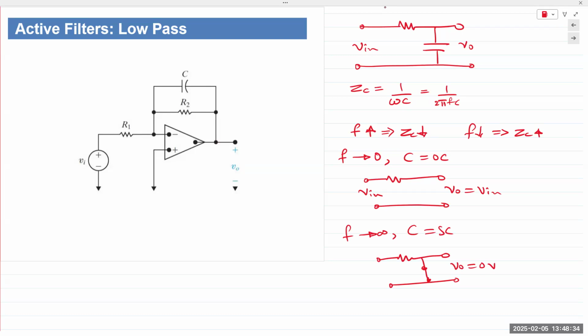So is it allowing low frequencies to pass through, or is it allowing high frequencies to pass through? High frequencies are being blocked. At high frequencies, V out goes to 0. At low frequencies, V out is equal to V in. So it allows low frequencies to pass through. Hence, it is a low pass filter. Low pass filter, LPF.